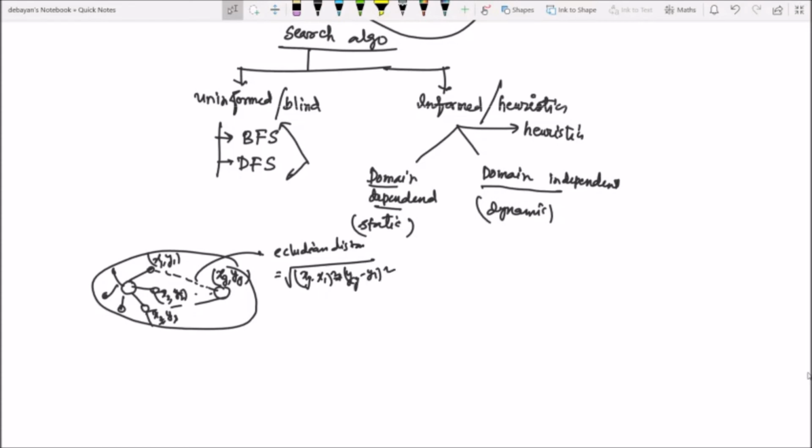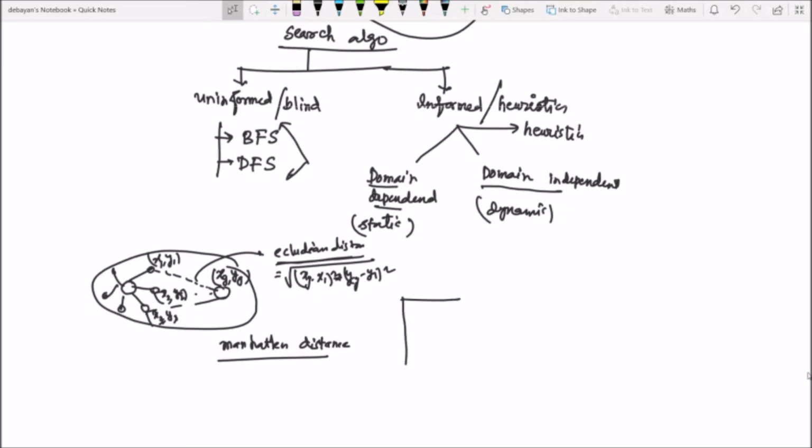Now if we find the Euclidean distance of all nodes with respect to the goal node, and choose the node whose Euclidean distance is less to expand next, then that Euclidean distance can be taken as a heuristic. Or you can say the Manhattan distance can also be taken as a heuristic. That means it can be used for solving puzzles.